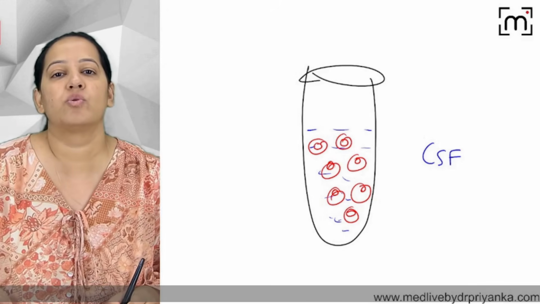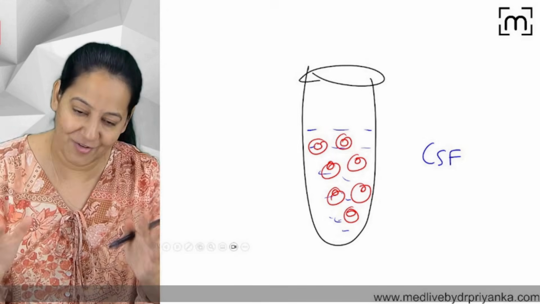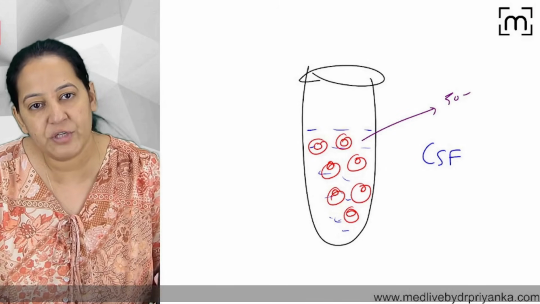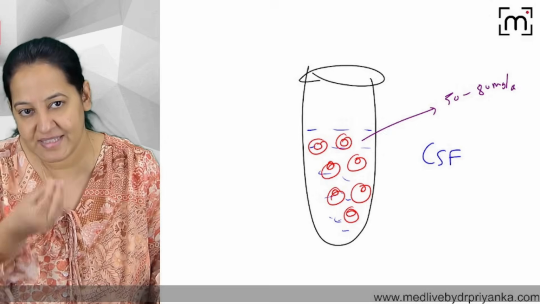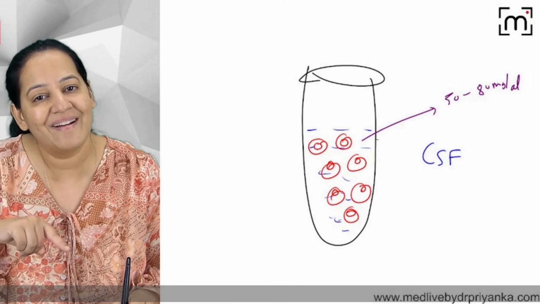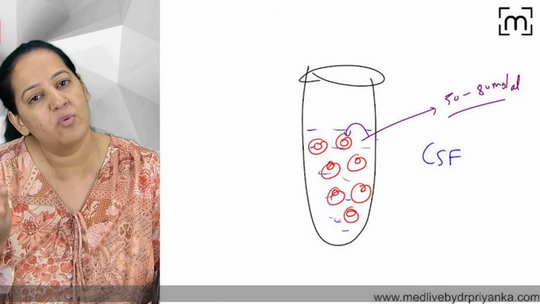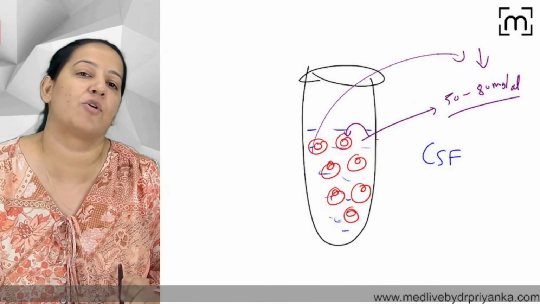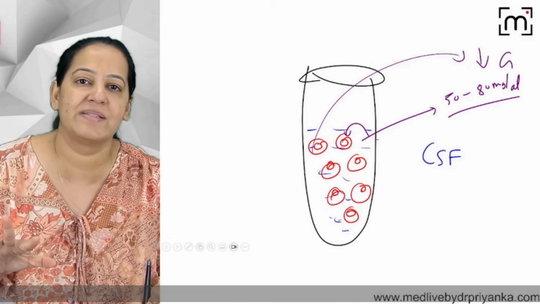Now, bacteria eat glucose. What is the range of normal glucose in CSF? The normal glucose is 50 to 80 milligram per deciliter. That is eaten by the bacteria. Most of the glucose is consumed by the bacteria, so if you measure the glucose now, it will be less than normal. This is the reason.